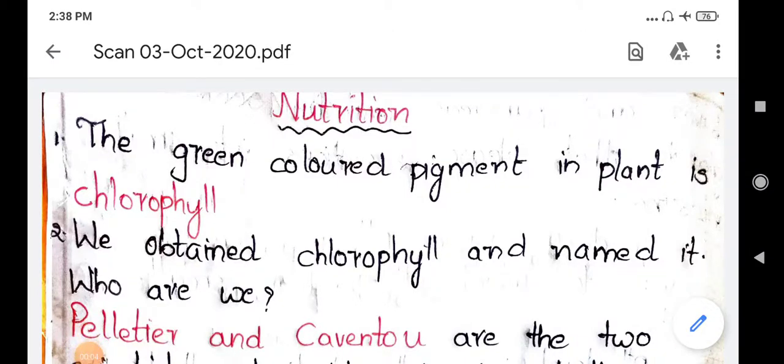Today we are going to learn the worksheet regarding the structure of the chloroplast, what are the events that occur in the chloroplast, transfer section of the leaf. Those all we are going to learn in this video.